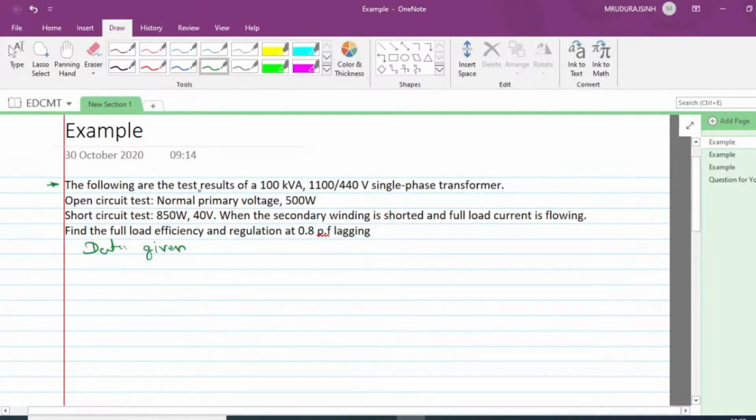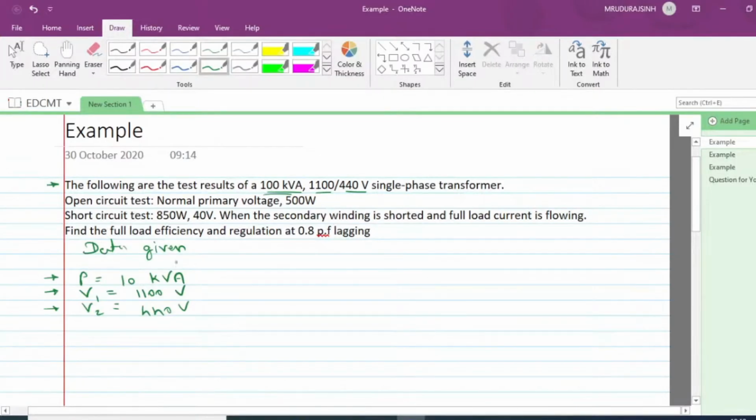The following are the test results of 10 kVA. So this 10 kVA is the power rating of the transformer. So we will write P is equal to 10 kVA, 1100 by 440 volt single phase transformer. That means primary voltage V1 is 1100 volts and secondary voltage V2 is equal to 440 volts.